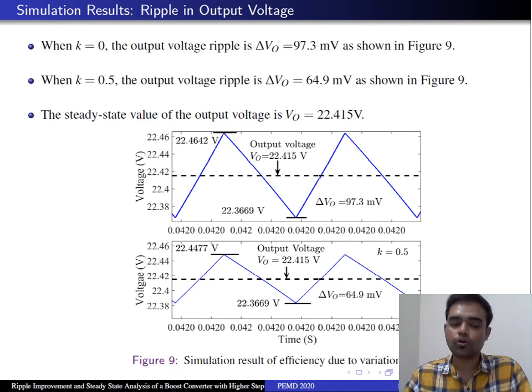Now the ripple in output voltage. In these slides also, you can see that first the coupling factor k equals 0. That time the output voltage ripple is 97.3 millivolt. When the coupling factor k equals 0.5, that time the ripple is 64.9 millivolt. So you can understand that the ripple has been reduced by using a coupled inductor. In both cases, the steady state output voltage is 22.415 volt. That means the mutual inductance doesn't affect the steady state value.